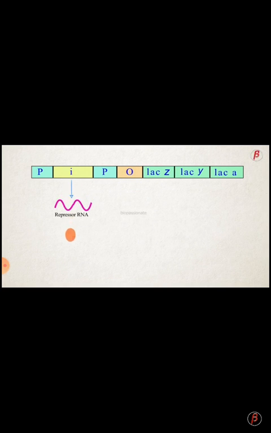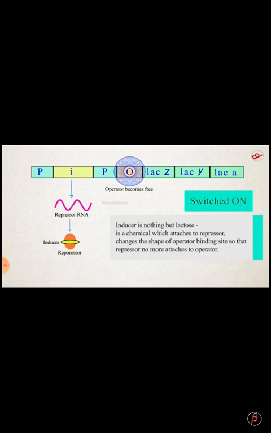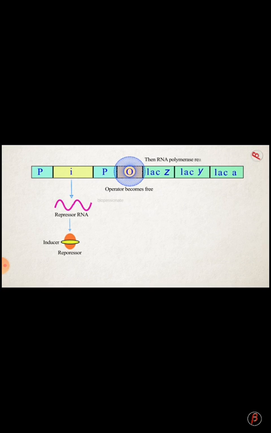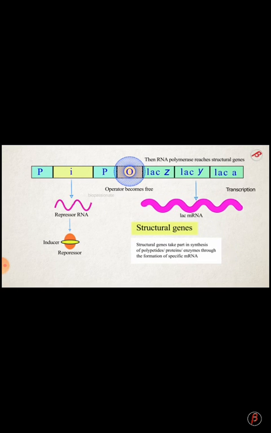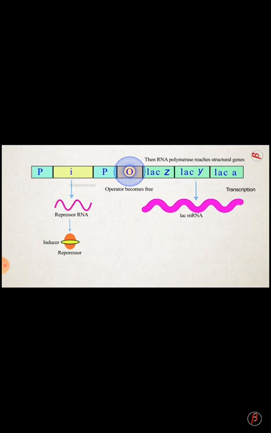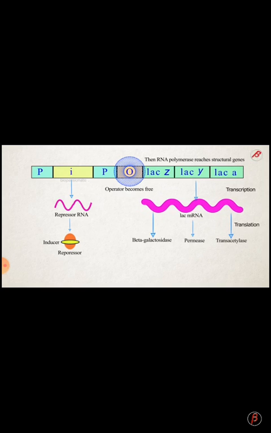In the presence of the inducer, nothing but lactose, which attaches to the repressor and changes the shape of the operator binding site, the operator becomes free. As soon as the operator becomes free, RNA polymerase is recognized by the promoter gene. Then RNA polymerase passes over the operator gene and reaches the area of the structural genes. Then the operon is switched on. Structural genes take part in the synthesis of polypeptides, proteins, and enzymes through the formation of specific mRNA. This mRNA is polycistronic, which produces all three enzymes called beta-galactosidase, permease, and transacetylase.